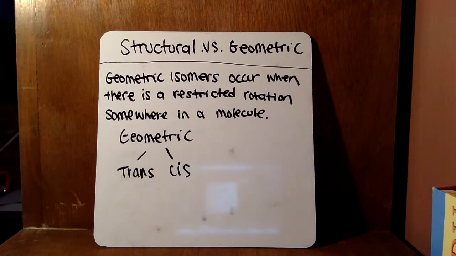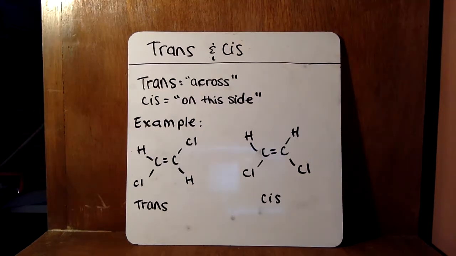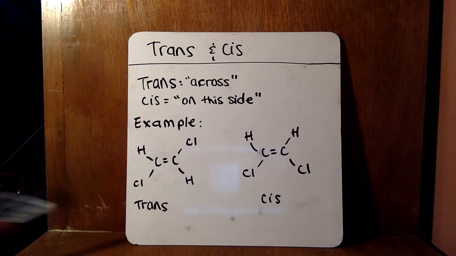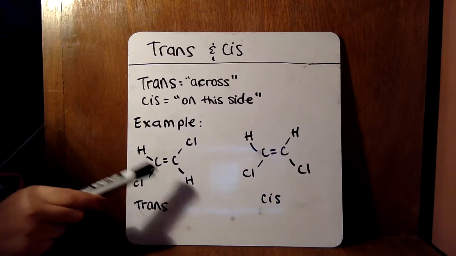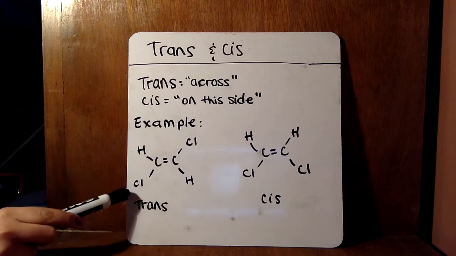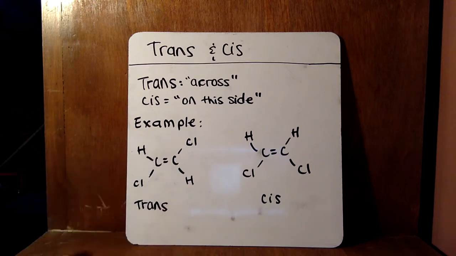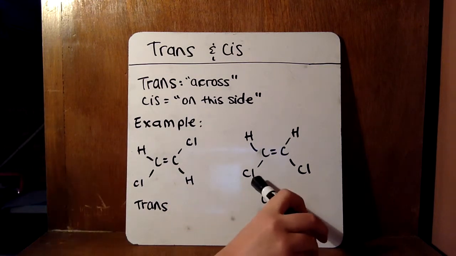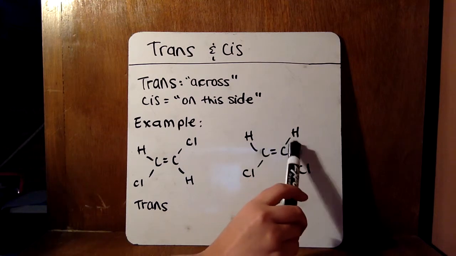Geometric isomers occur when there is a restricted rotation somewhere in a molecule. Trans and cis isomers are categorized into geometric isomers. Concluding with trans and cis. Trans in Latin means across, and cis in Latin means on this side. For example, in trans, the H's would be on the opposite side of each other, such as Cl. In cis, the Cl would be on the same side, and so would the H's.